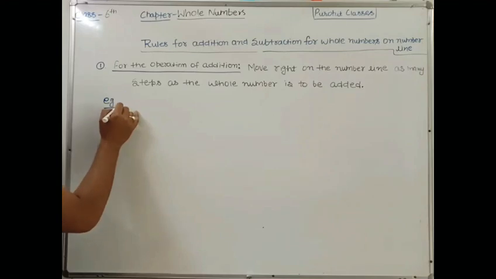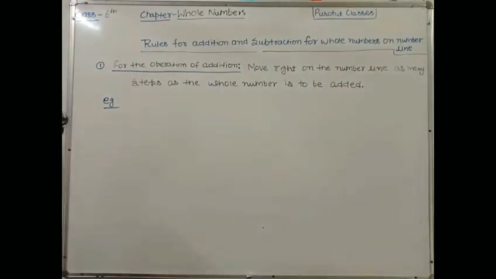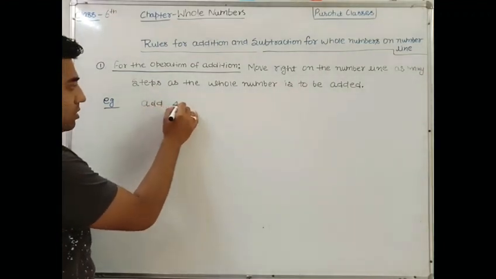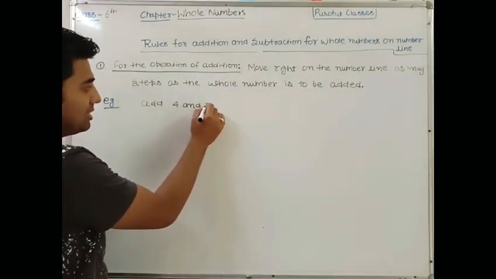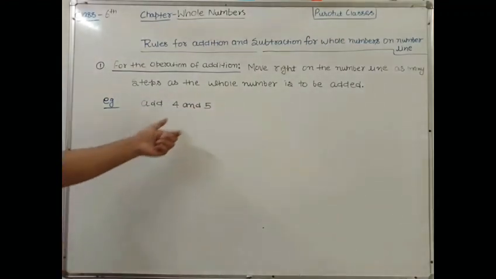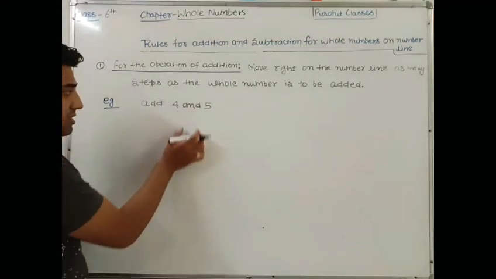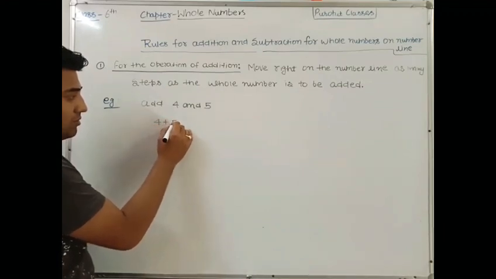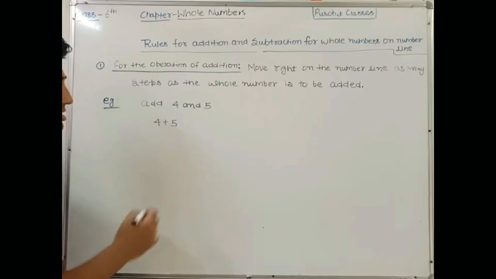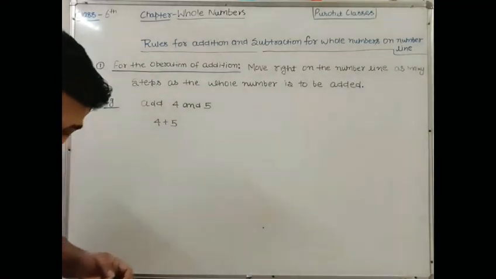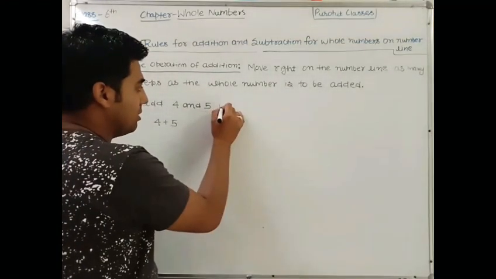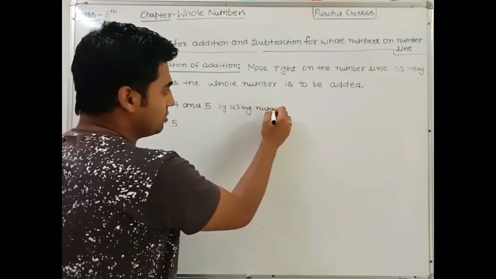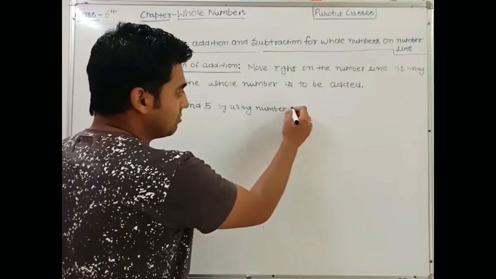Suppose we are given: add 4 and 5. As you can see, both are whole numbers. Add 4 and 5. First we will convert it into mathematical form, then this will be 4 plus 5. But here we have to find the addition by using a number line.